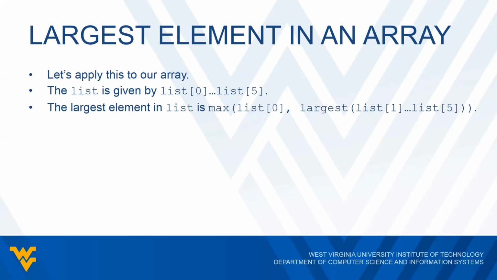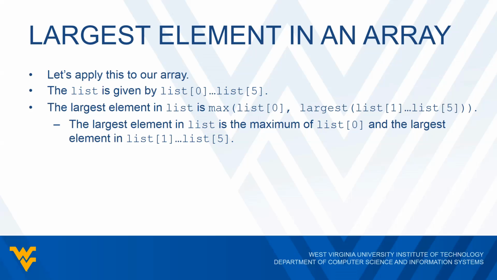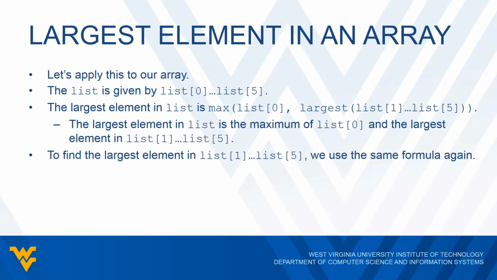Well, what we're saying here is that the largest element in the list is simply the maximum of list[0] and the largest element in list[1] to list[5]. I know I just repeated that, but never hurts to review, right? All right, so we need to find the largest of list[1] to list[5]. If we do that, we'll just use the same formula again. And we can do this because the length of this list is going to be greater than 1. So we're allowed to do that.